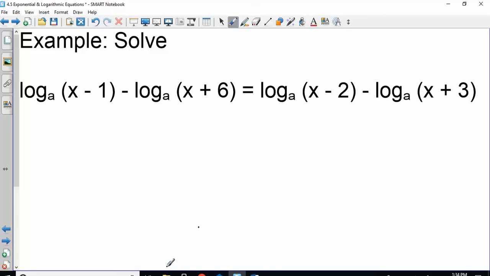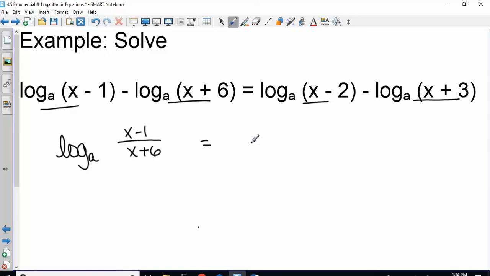What do you notice about this? Yeah, it's all the same base. We have 4 terms here. Every one of them has a log in it. So let's just start condensing this. Over here I have 2 logs subtracted, so the base is the same, we can combine them. When you're subtracting, how do you put them together? Divide, so x minus 1 over x plus 6.